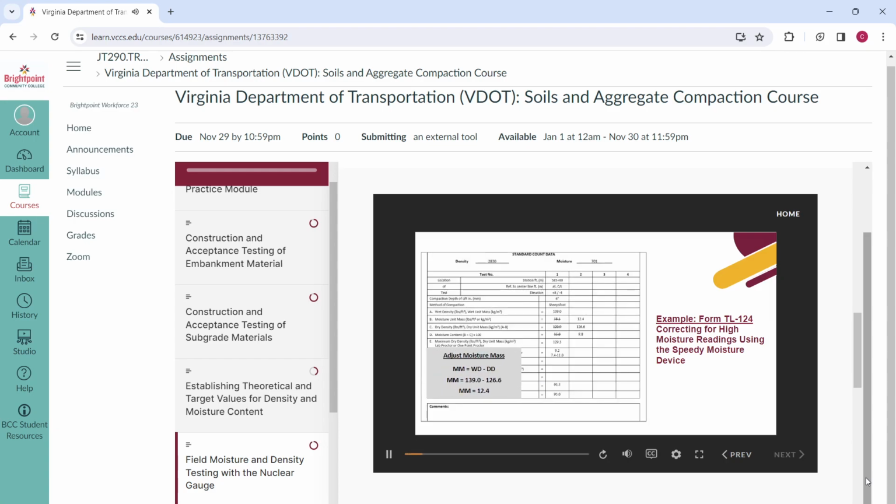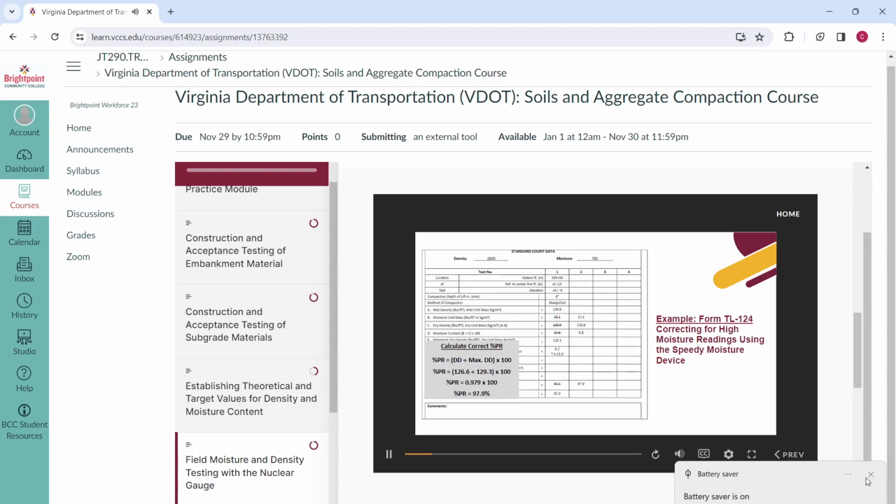Next, we're going to adjust our moisture mass by taking our wet density and subtracting our corrected dry density. Our wet density is 139, and our corrected dry density is 126.6, which gives us a corrected moisture unit mass of 12.4.